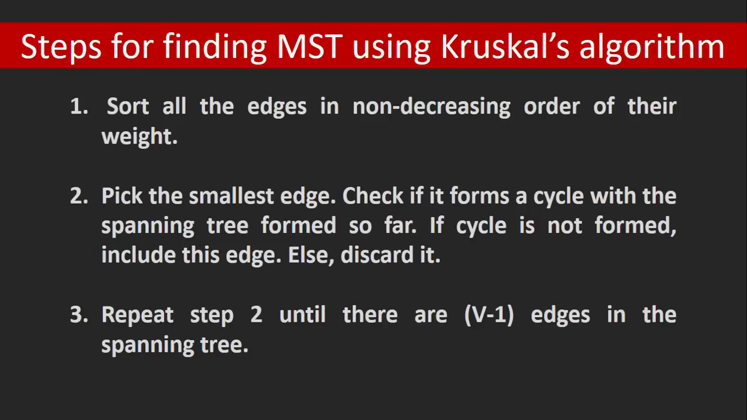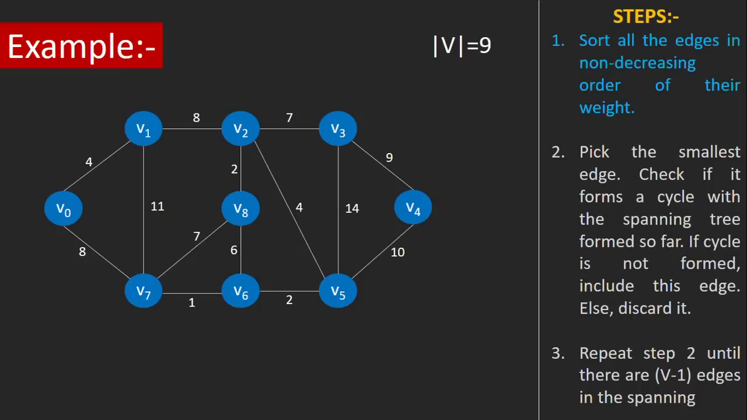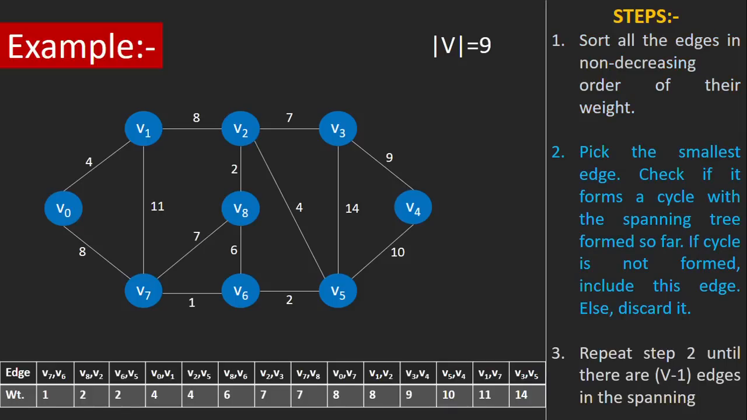Now let's try and understand these steps with an example. Consider the given graph which has 9 vertices V0 to V8. The number on the edges represent the weight of that edge. We need to obtain the minimum spanning tree of the given graph. The first step says sort all the edges in non-decreasing order of their weight. Let's do that. You can see that all the edges are written in the sorted order by their weights. V7, V6 being the smallest weighted edge with weight 1 and V3, V5 being the maximum weighted edge with weight 14.